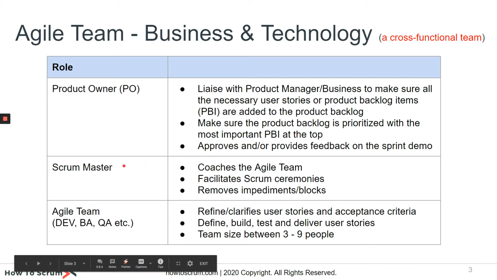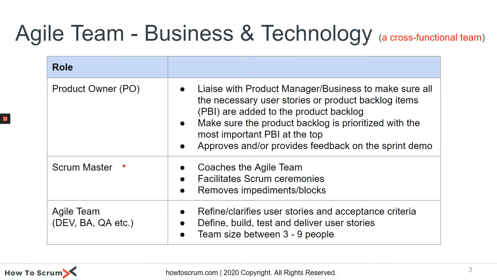Now, the Scrum Master coaches the team to make sure they follow the principles of Agile, and also facilitates the ceremonies that we put together. At the same time, the Scrum Master removes all the impediments, all the blockers that the Agile team may face.